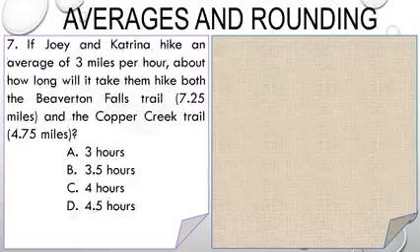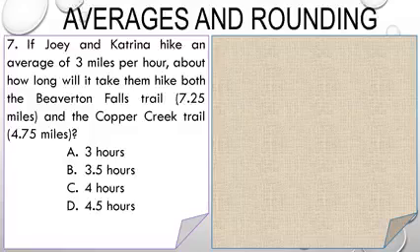Number 7, ganun yung case na number 6. If Joey and Katrina hike an average of 3 miles per hour, about how long will it take them to hike both the Beaverton Falls Trail, which is 7.25 miles, and the Copper Creek Trail, which is 4.75 miles.